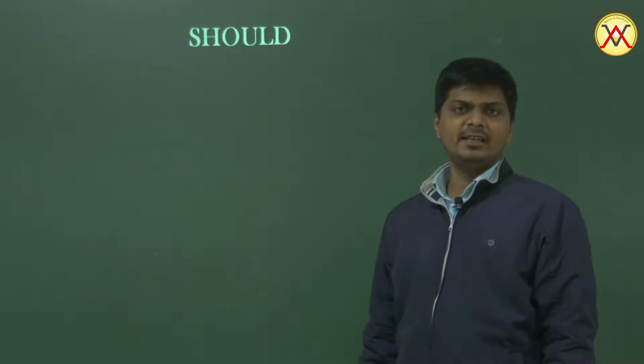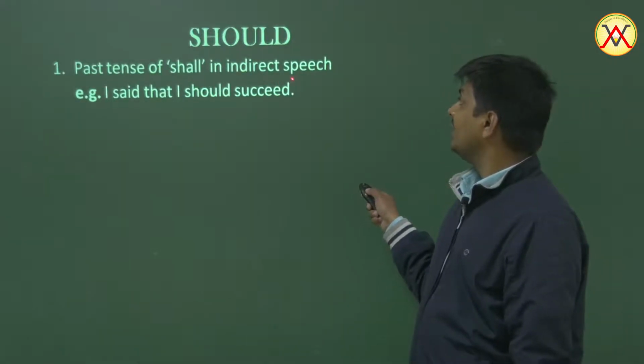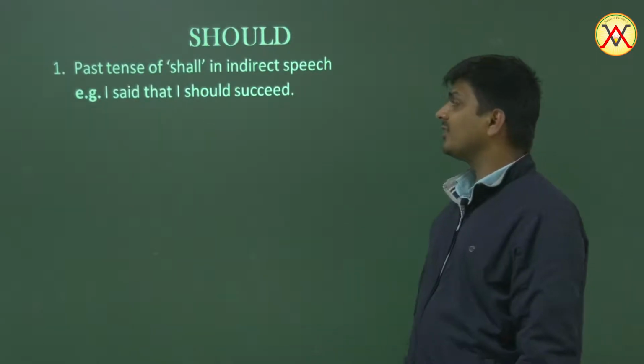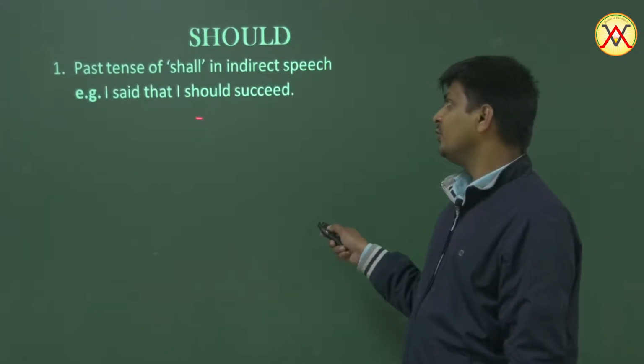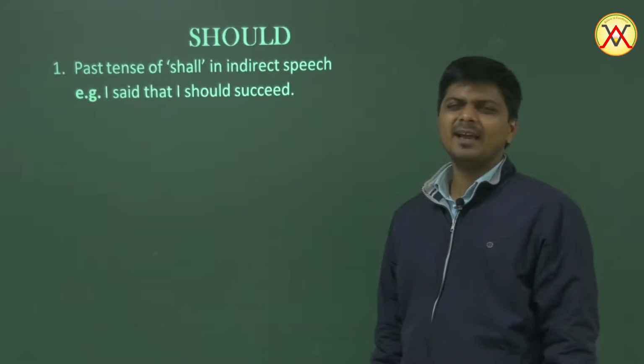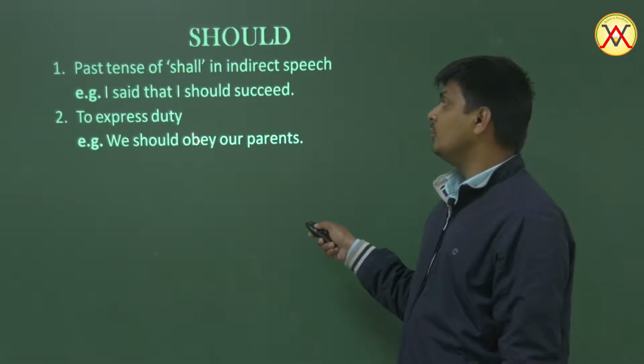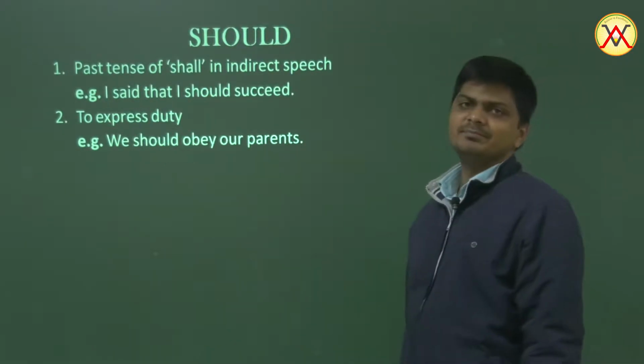The next auxiliary is should. Past tense of shall in indirect speech. I said that I should succeed. Now we rather use I said that I would succeed in modern English. Should is kind of old-fashioned, it's obsolete. To express duty, we should obey our parents.